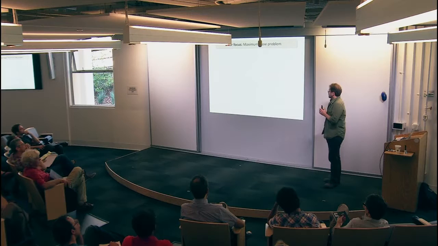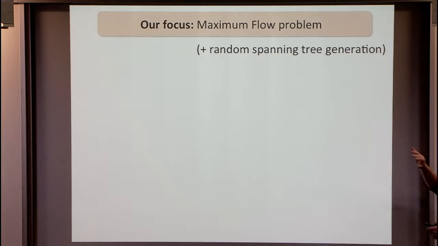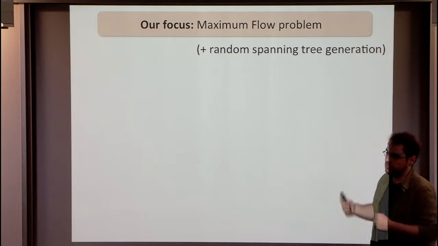So this is the plan, and as I said already, our focus will be the maximum flow problem. There will be a small, maybe not so small, interlude today about yet another problem, namely random spanning tree generation, and this is mostly for diversity. I just wanted to show this primitive showing up in more than one scenario, and what's happening in random spanning tree generation is simple enough that I can squeeze it into the lecture and say something about it.